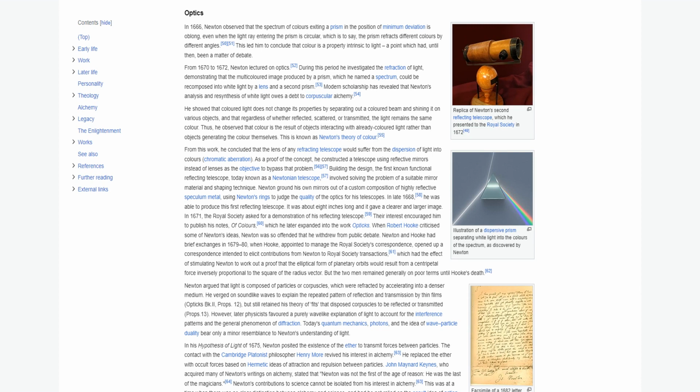Newton's contributions to science cannot be isolated from his interest in alchemy. This was at a time when there was no clear distinction between alchemy and science, and had he not relied on the occult idea of action at a distance, across a vacuum, he might not have developed his theory of gravity. In 1704, Newton published Optics, in which he expounded his corpuscular theory of light.